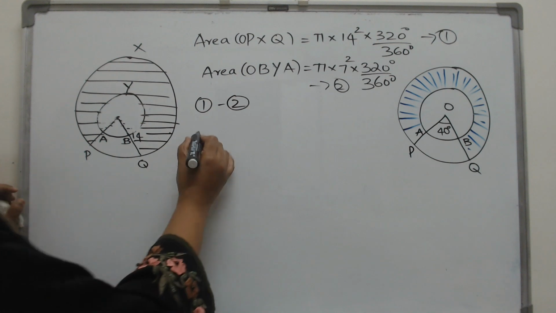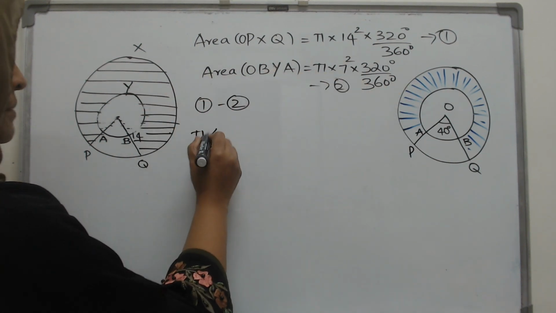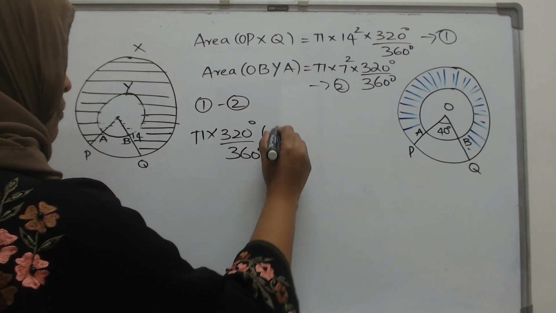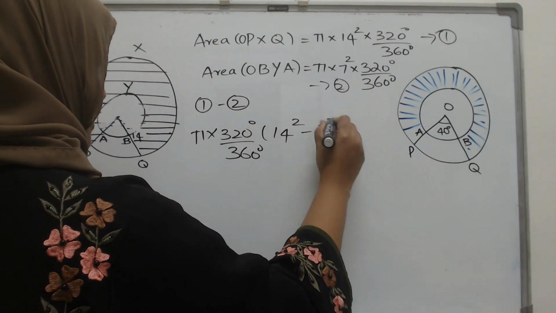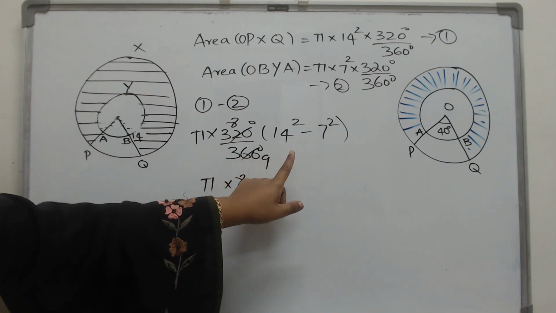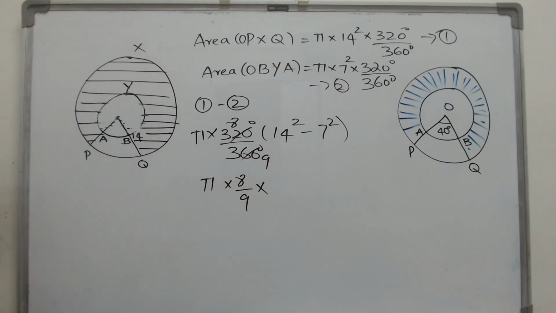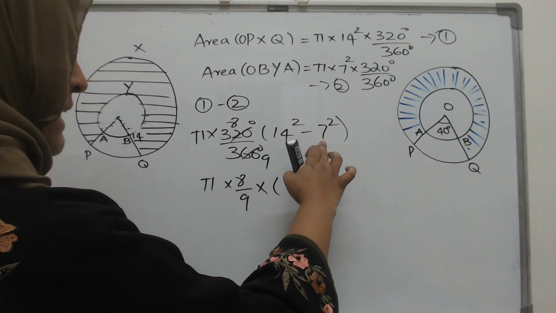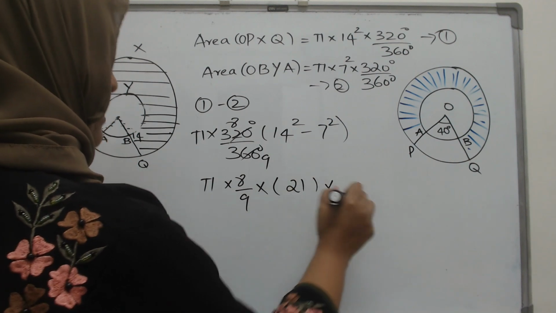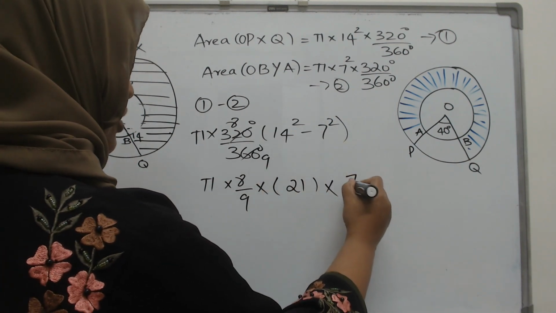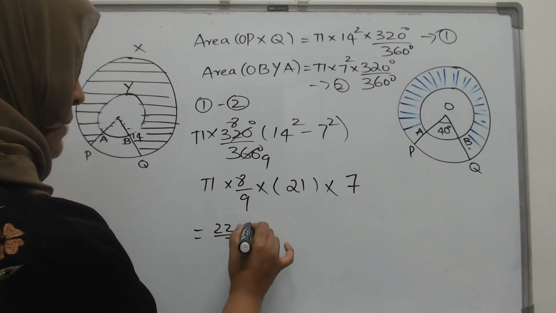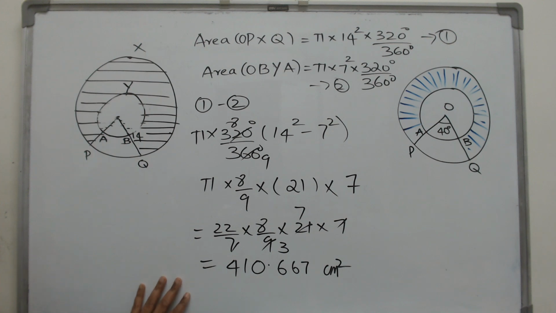And how will that look like? Take all the common terms outside. Pi is a common term, this is a common term, and what will be left inside? Such a term. Now for this you don't have to do the whole calculation, just apply a square minus b square, which is a plus b, which is 14 plus 7, which is 21, into a minus b, which is 7. And there is a 7 here, so maybe you can take 22 by 7. So once you are done with all your calculations, this is how your answer looks like.